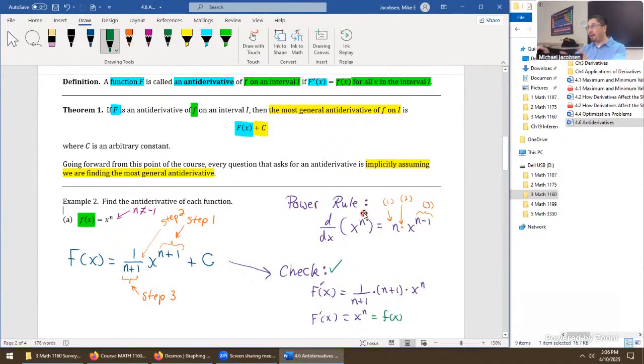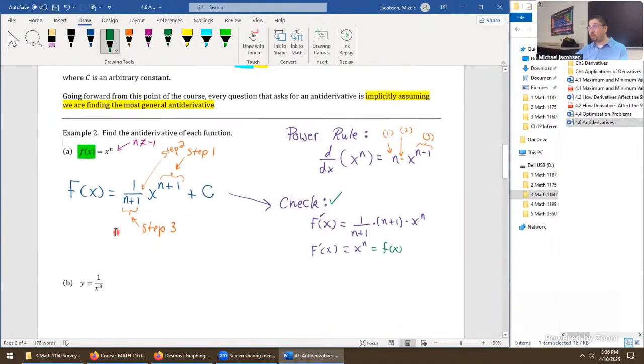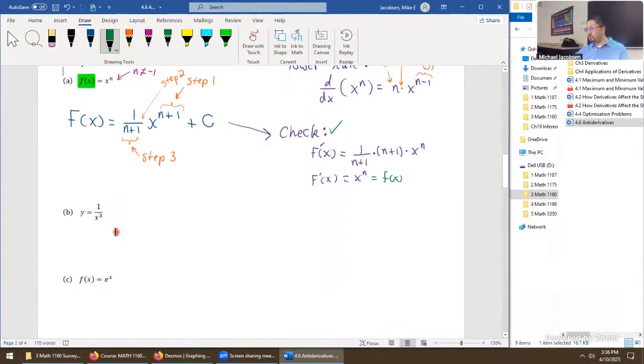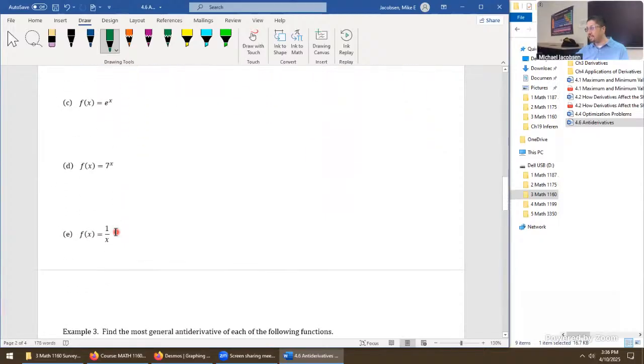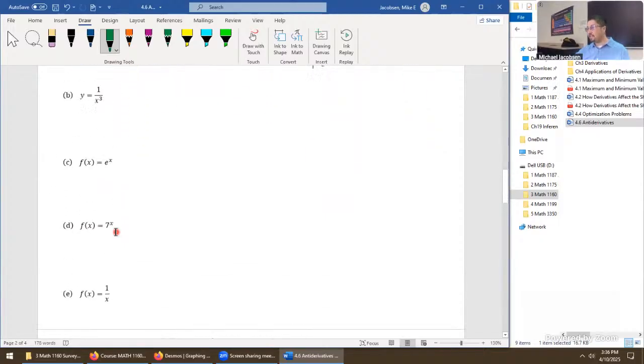Any value of n, no matter how weird, it could be square root of 2 times e, it still works. But the antiderivative doesn't work at every power of n. There is one exception. Let me scan through the notes quickly to see if I find it. There it is, it's part e.